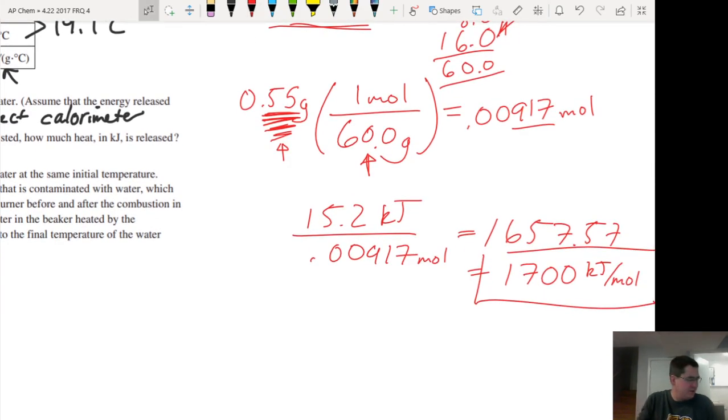Okay, and that matches their answer. They wrote their answer as 1.7 times 10 to the third kilojoules per mole. Why do they do that a lot of the time? They'll write such a basic number, like 1700. Typically, what I've found in AP is that if it's bigger than the hundreds place, sometimes even bigger than the tens place, then they use scientific notation.